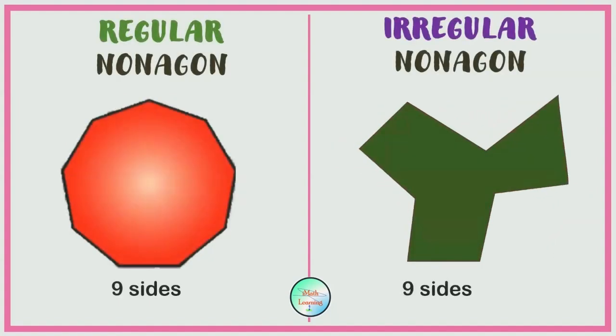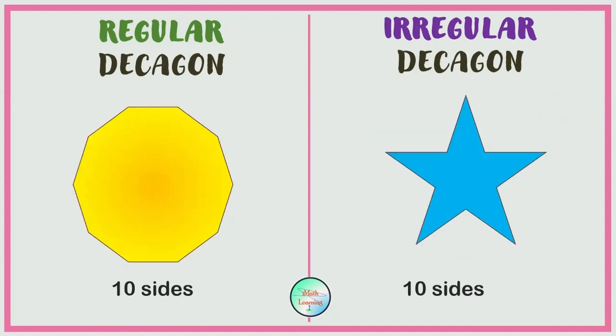Next, regular and irregular nonagon. A nonagon is a polygon that has 9 sides. On the left shows the regular nonagon, and on the right shows the irregular nonagon. Regular decagon and irregular decagon. A decagon is a polygon that has 10 sides. The best example of an irregular decagon is a star, the 5-pointed star. Those are some of the common regular and irregular polygons.